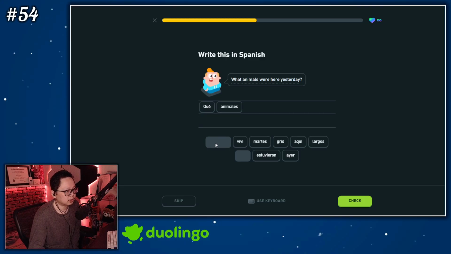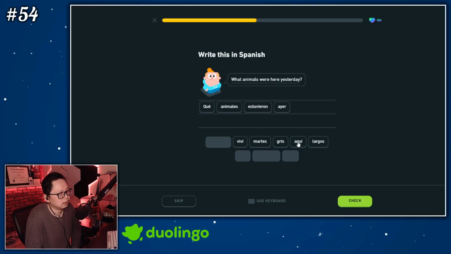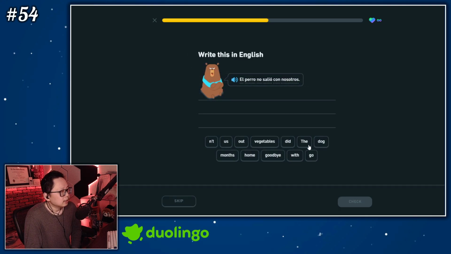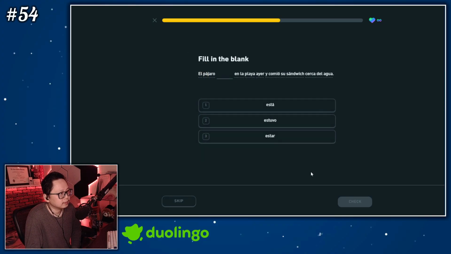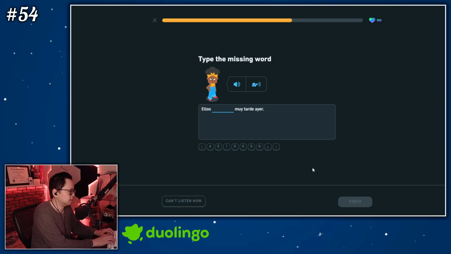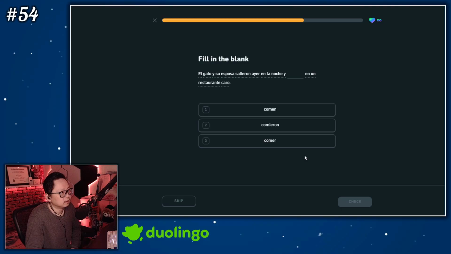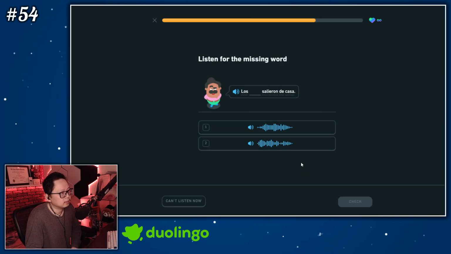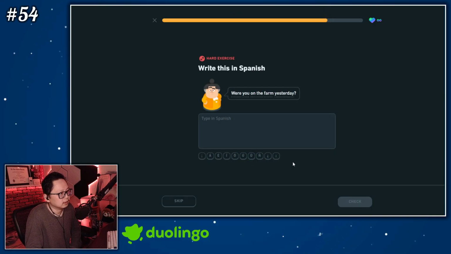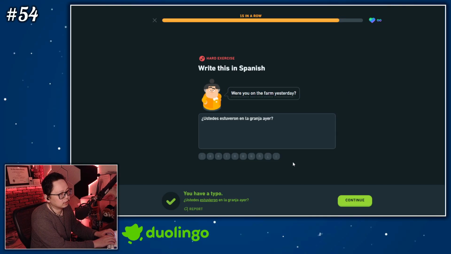¿Qué animales estuvieron ayer? Aquí. Ayer. El perro no salió con nosotros. Ellos comieron muy tarde ayer. Los peces salieron. Okay. Were you on the farm yesterday? Were you? Y'all is what probably was like. Ustedes estuvieron en la granja ayer. Oops. I missed the E.